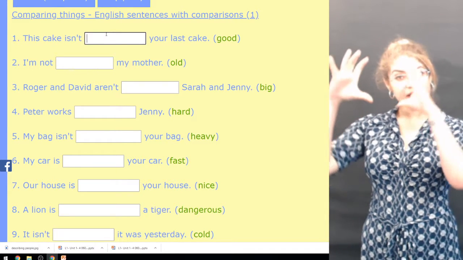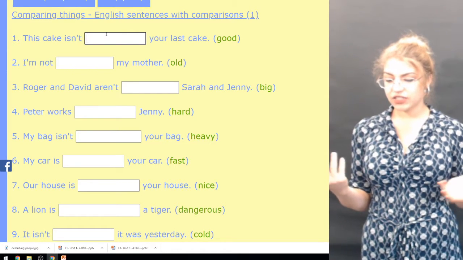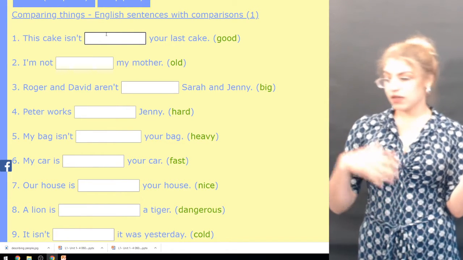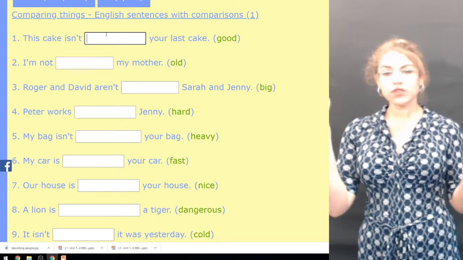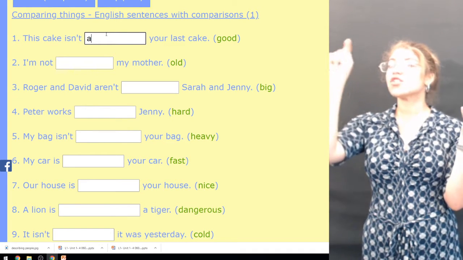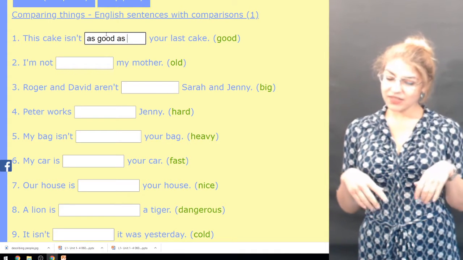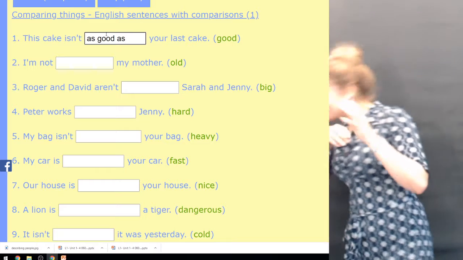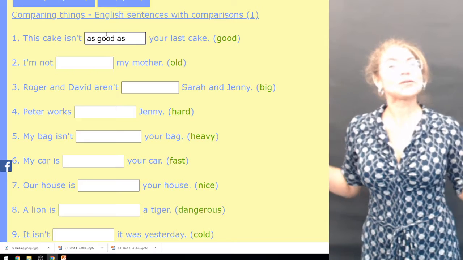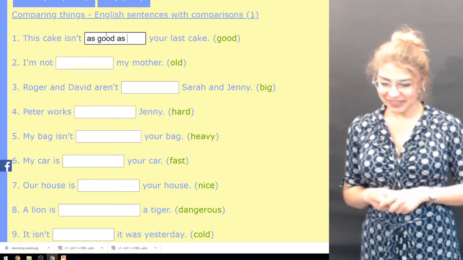So the word in the parentheses is our adjective. In this case, our adjective is the word good. So to say, pues eso y eso no eran igual. These two were not equal. So this cake isn't as good as your last cake. Lo siento. Thank you. This cake, I told you it is cold here. This cake isn't as good as your last cake.